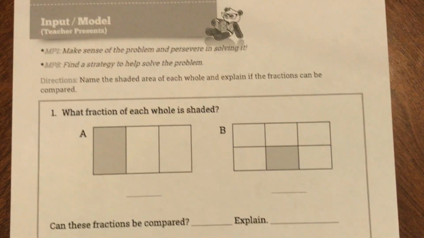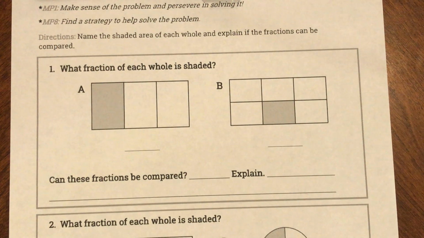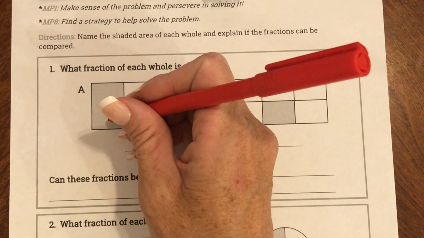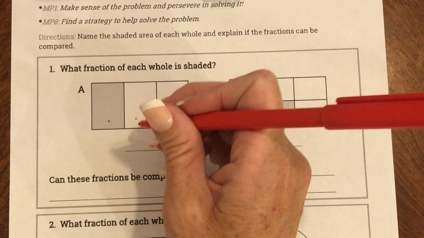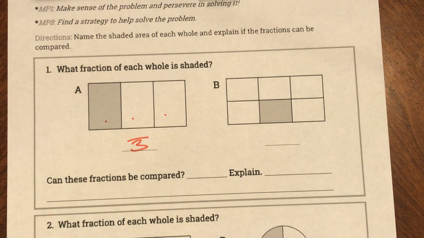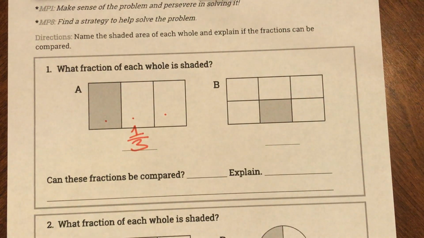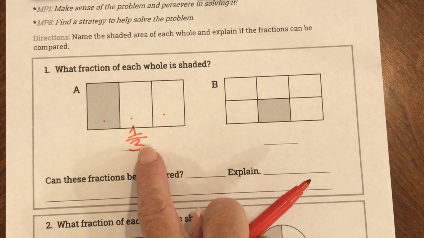So here is my first problem, and it says, what fraction of each whole is shaded? Okay, well, remember the denominator tells me how many parts the whole has been cut into. So this whole was partitioned, or divided, into 3 parts. So that is my denominator. My numerator tells me how many parts I have. So this one means I only have one of the 3 parts shaded. So my fraction for this model is 1/3.